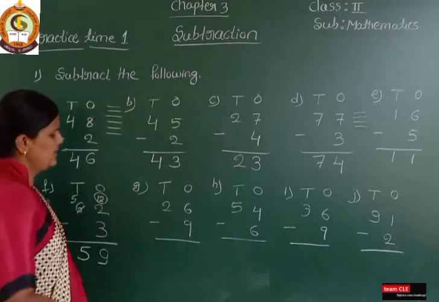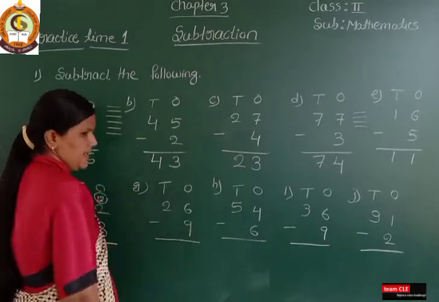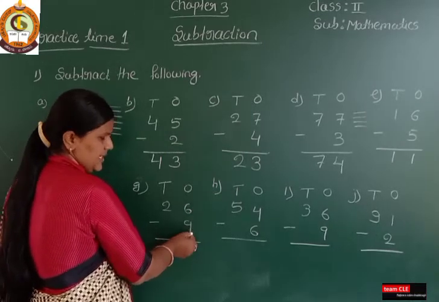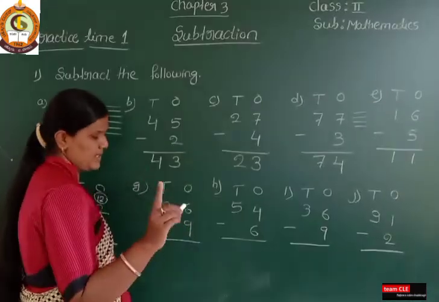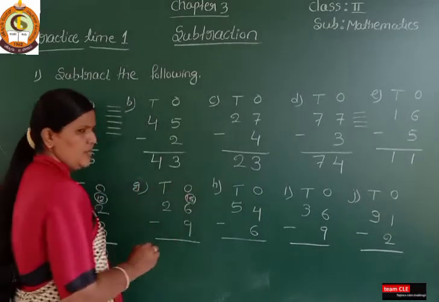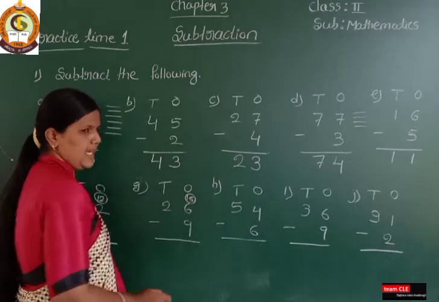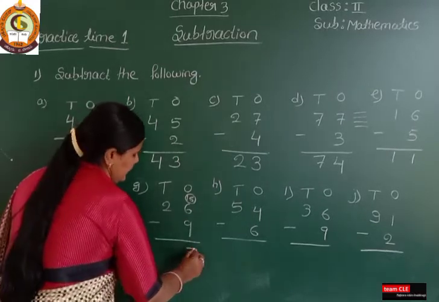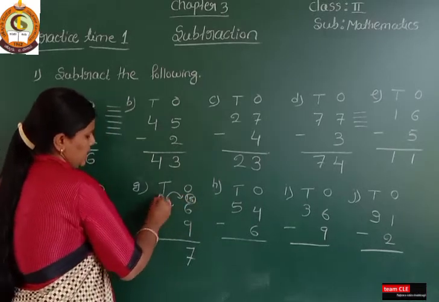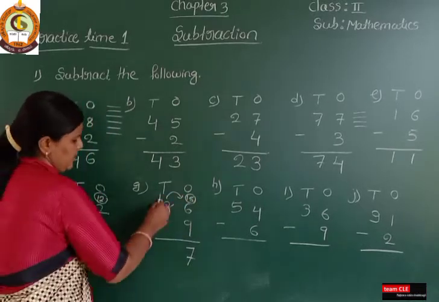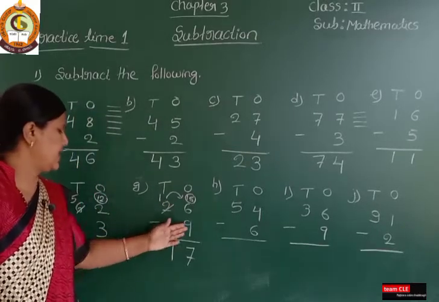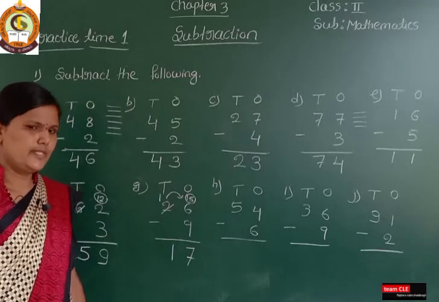Next, G. 26 minus 9. Here also see, this number is less than 9. 6 is less than 9. So here also you have to take one 10 group. That 10 plus 6 is how much? 16. Now subtract 16 minus 9. 16 minus 9 is 7. And you already took one group here, so instead of 2 here, 1 remains. That 1 you have to write here as it is. That is 26 minus 9 is equal to 17.